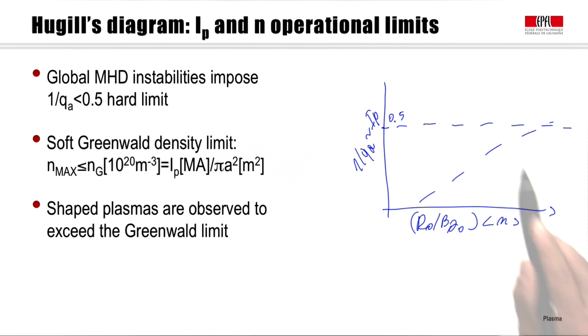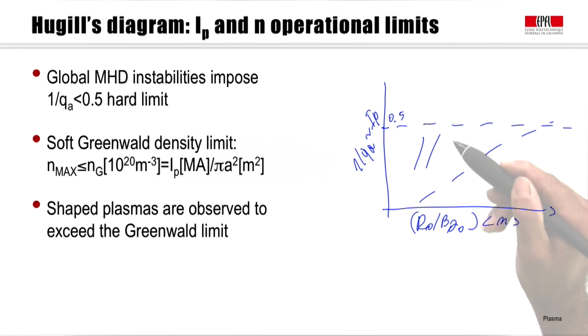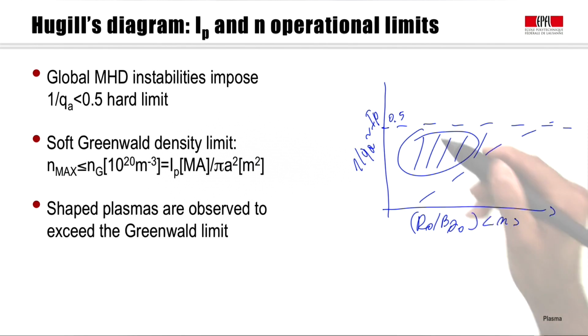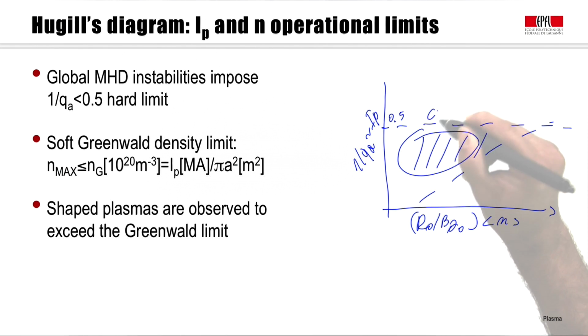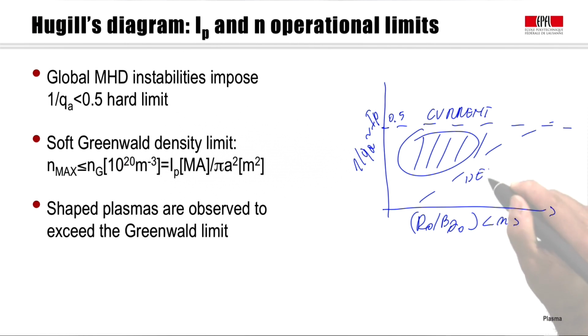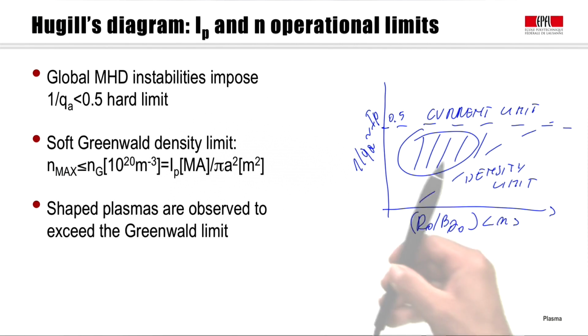What we have here is our definition of the operational space of a tokamak in this range here. This area here is the safe operational space for a tokamak. On the top we have in fact a limit on the total plasma current, and this diagonal line is a limit on the density. What is important to note is that if we shape the plasma, then we can exceed the Greenwald density limit. In this sense, it's really a soft limit.